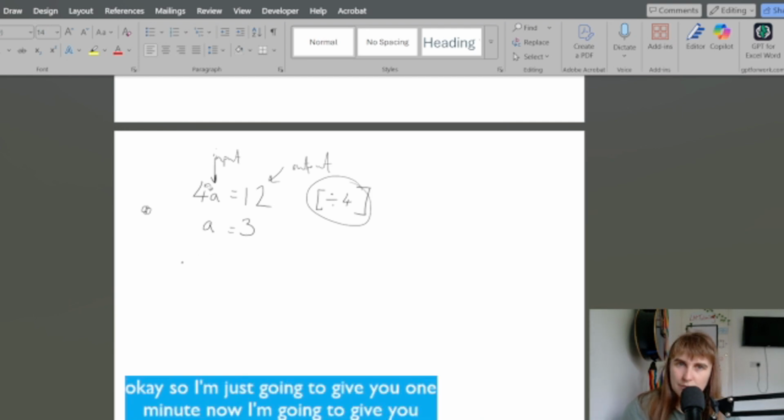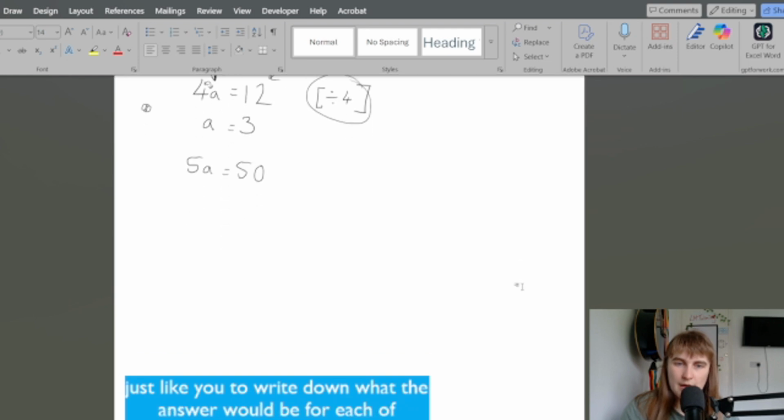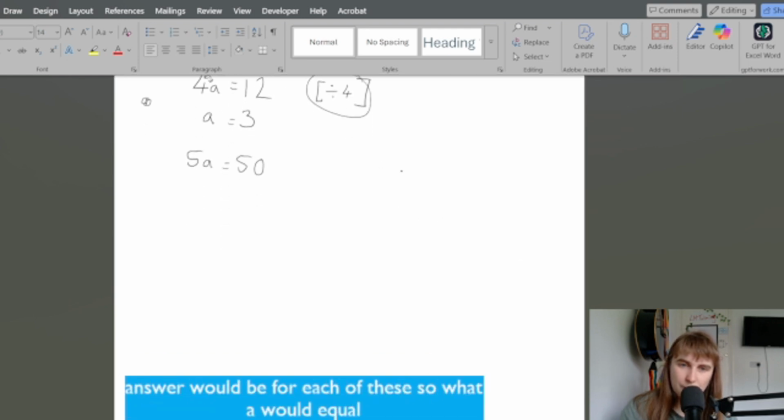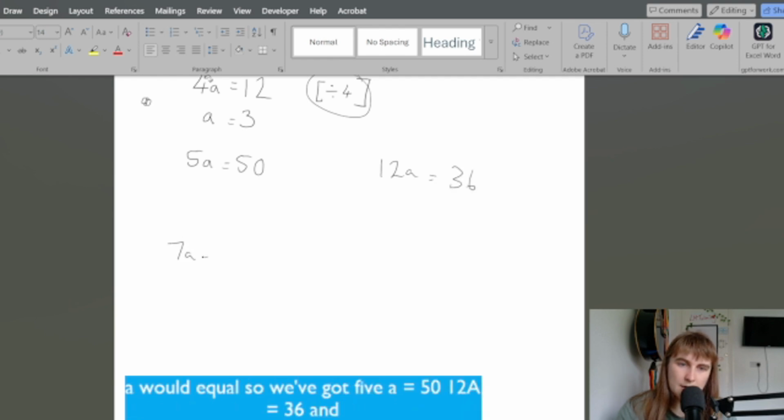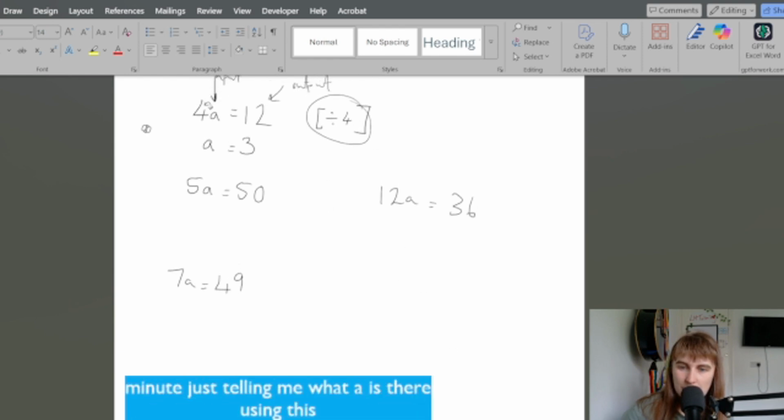Okay, so I'm just going to give you 1 minute now. I'm going to give you 3 other questions very similar to that, and I would just like you to write down what the answer would be for each of these, so what A would equal. So we've got 5A equals 50, 12A equals 36, and 7A equals 49. Okay, so just 1 minute. Just tell me what A is there using this concept up here.